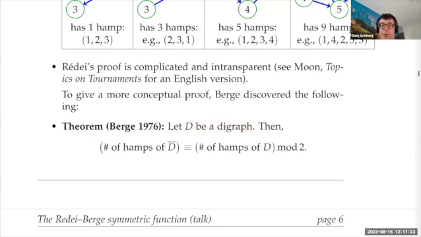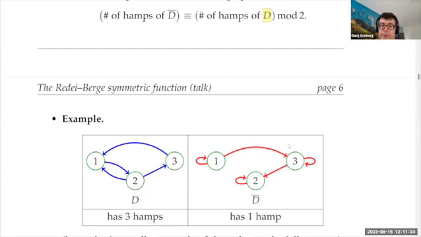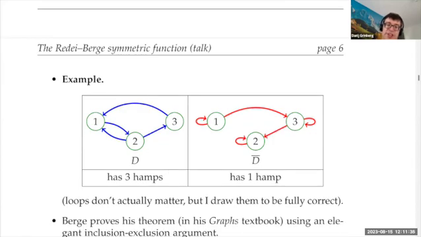And the claim is the Hamiltonian paths of the complement and the Hamiltonian paths of the original digraph, well, they're not quite in bijection, but their numbers are congruent modulo 2. So for example, here is a digraph with 3 HAMPs, and here is its complement, and that complement has 1 HAMP, 1, 3, 2. And 3, of course, is congruent to 1 modulo 2.